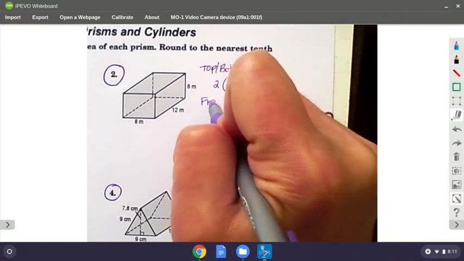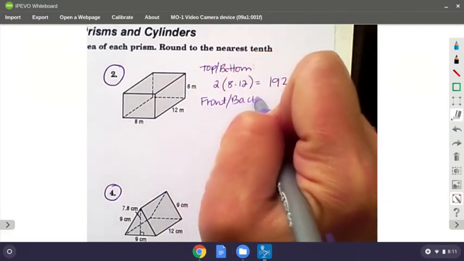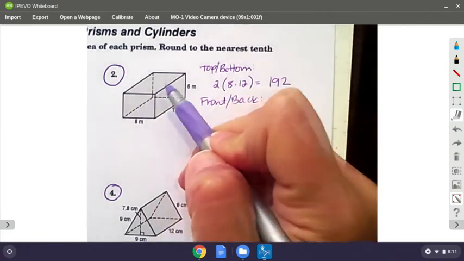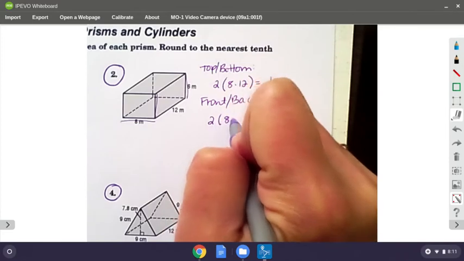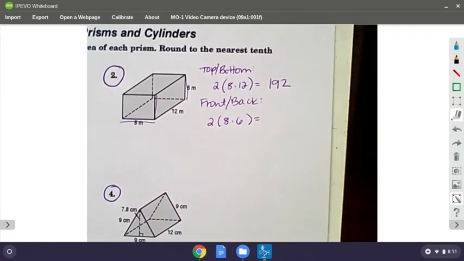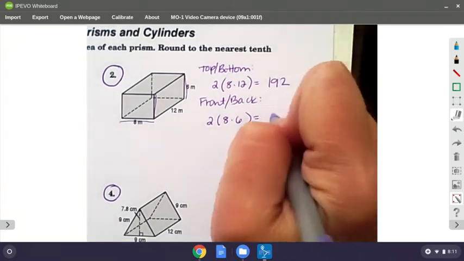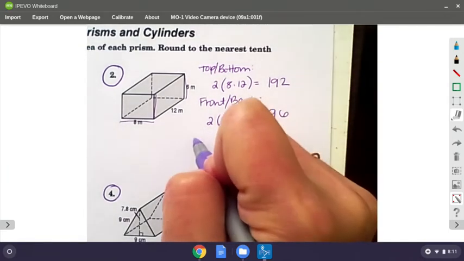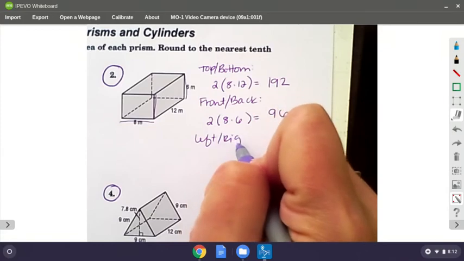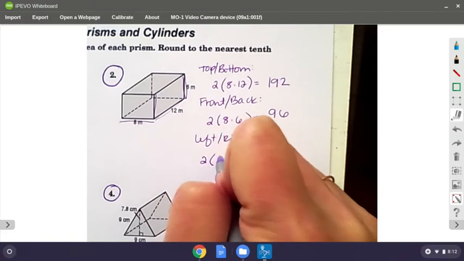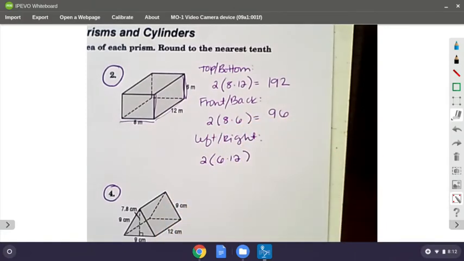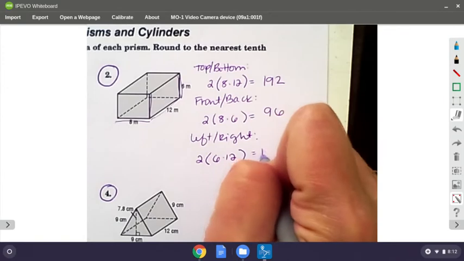Then how about front, back? The front and the back are 8 by 6. So there's 2 of them, right? So 8 times 6 is 48, times 2, which is 96. And then the left and the right. The left and the right are 6 by 12. So you're going to do 2 times 6 times 12. 6 times 12 is 72, and then times 2 is 144.